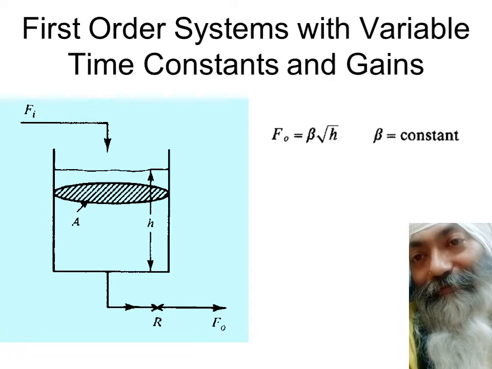If this is the situation, let us model it once again and see whether the time constants and the gains, which were constant so far, are still constant in this case or not. So we simply put in the value of f naught, and as was the case earlier, we get a into dh by dt plus beta times under root h equal to fi. Somehow we will try to linearize this beta into under root h in terms of h using a Taylor series or something of that sort.